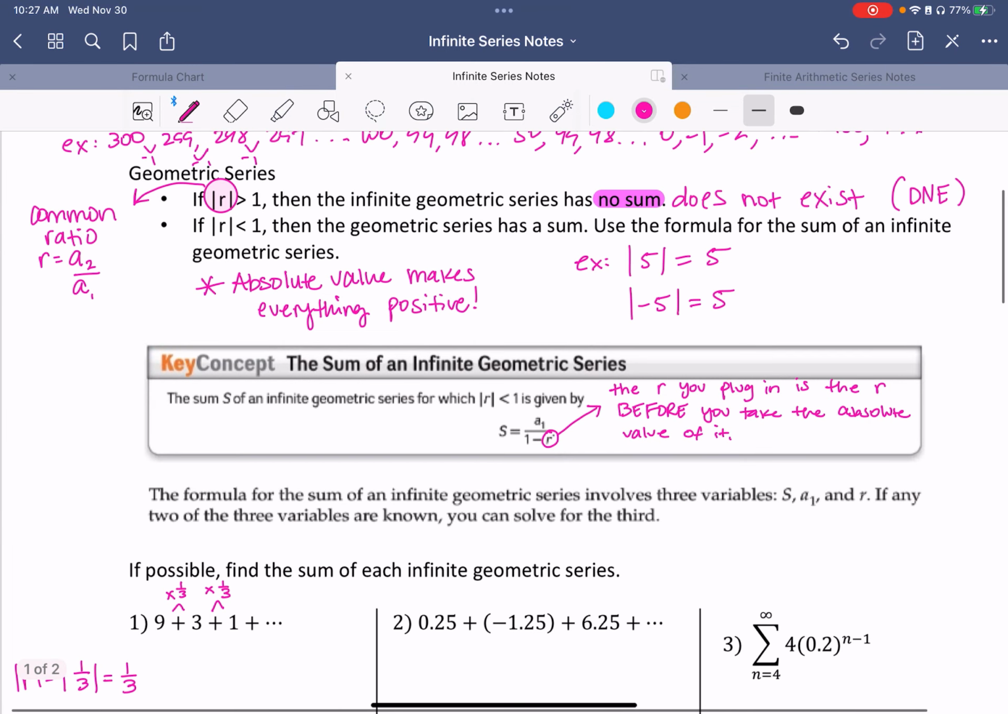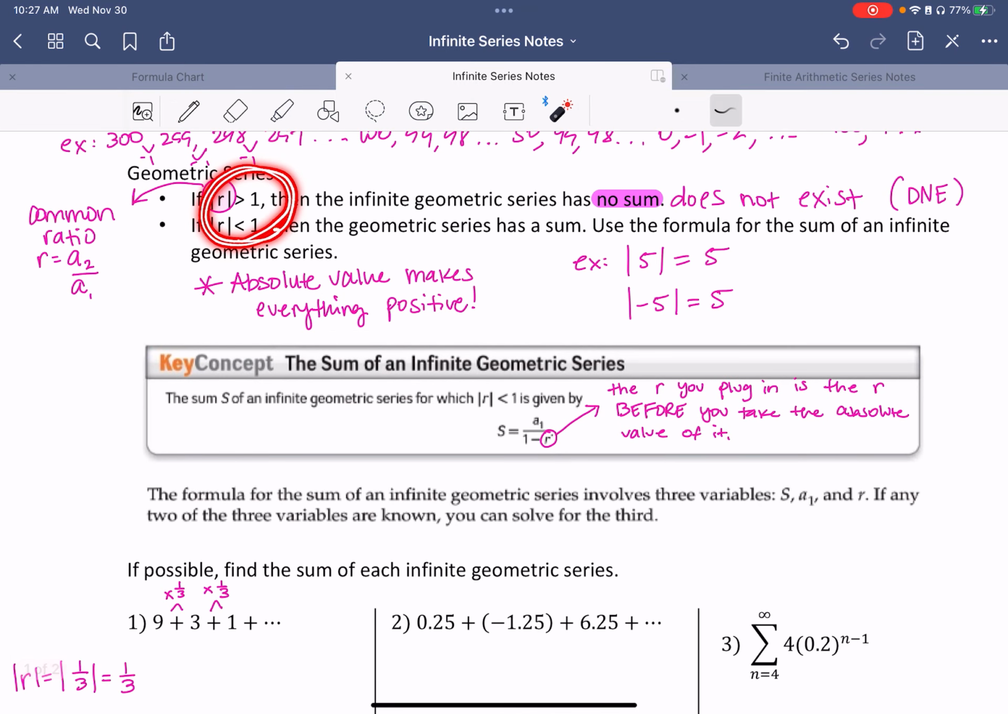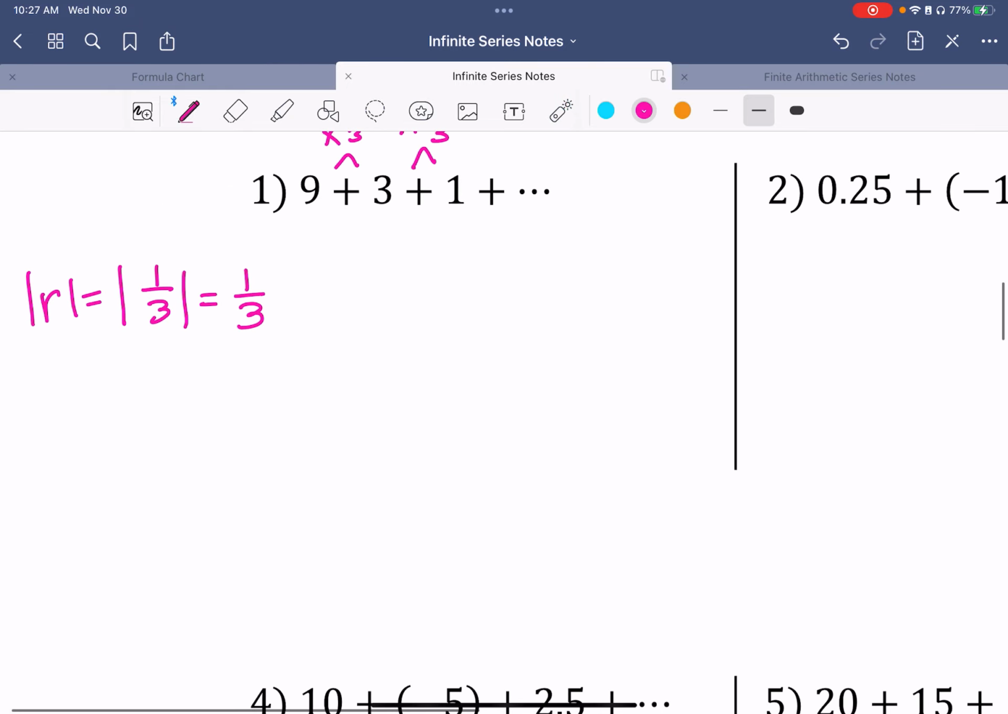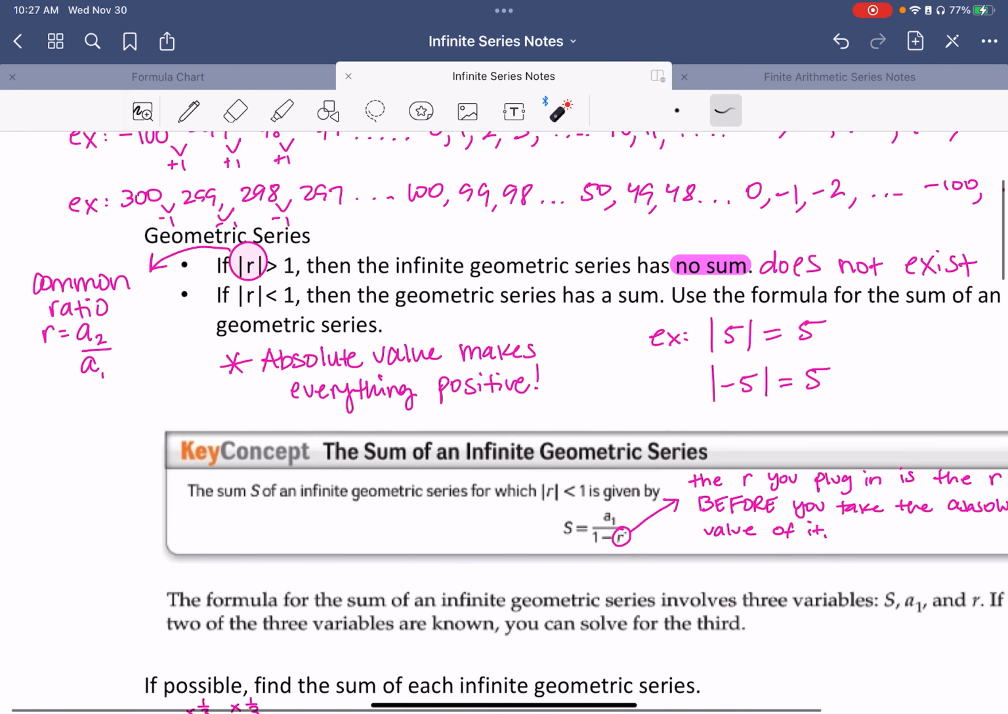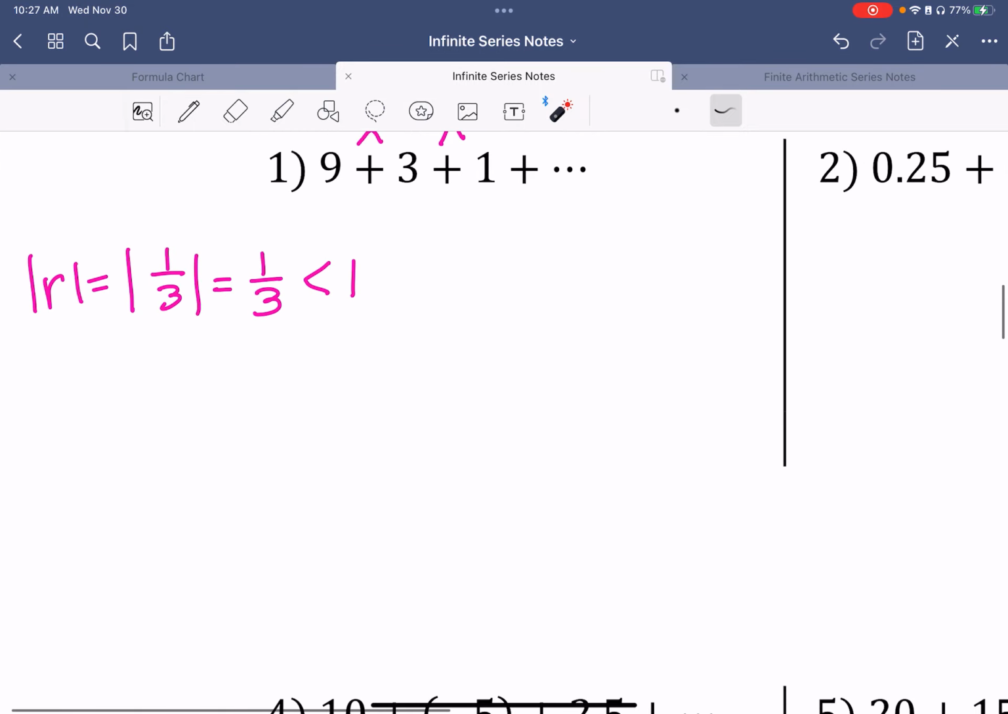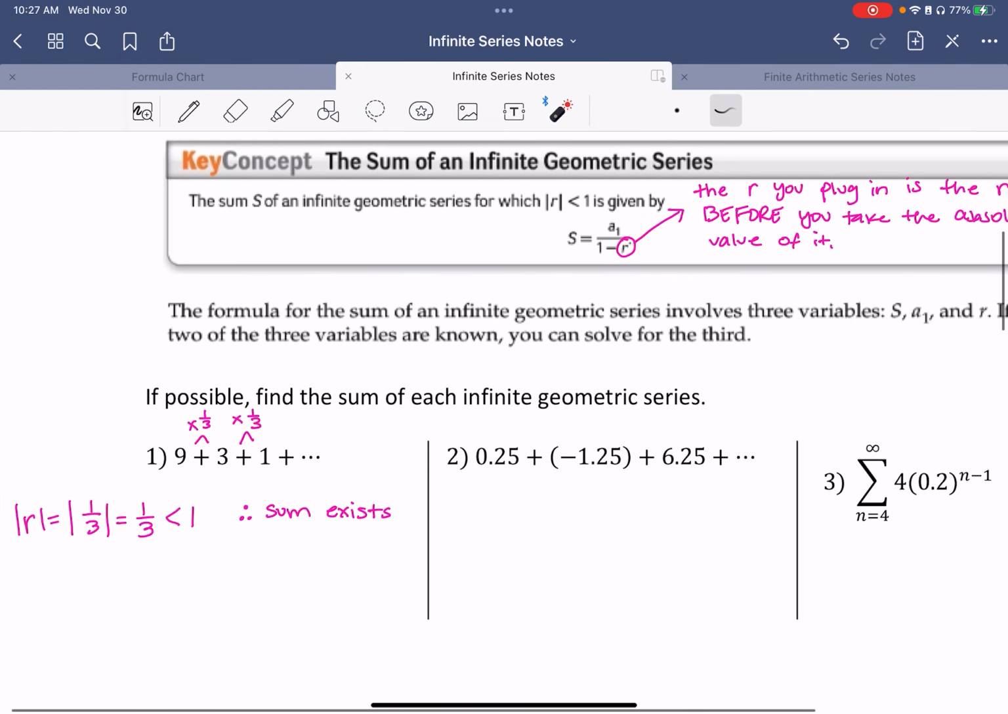Now, the rule is either greater than or less than 1. 1/3 is less than 1. So if the absolute value of R is less than 1, then there is a sum. Okay, so I'm going to say therefore. Remember, these 3 little dots means therefore the sum exists. Okay, now we're done with that absolute value of R thing. All that gave us was the fact that there was a sum and that we're going to use the formula S equals A sub 1 over 1 minus R.